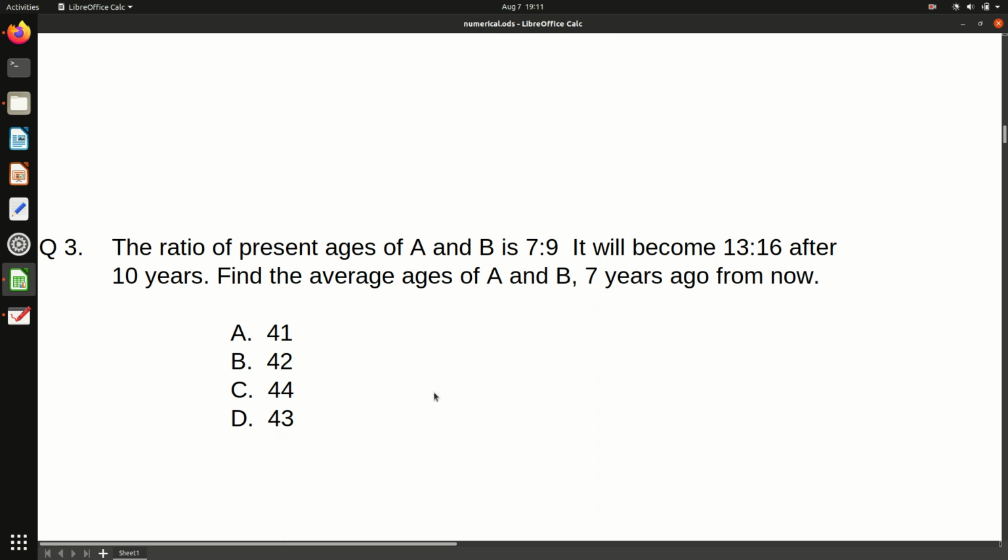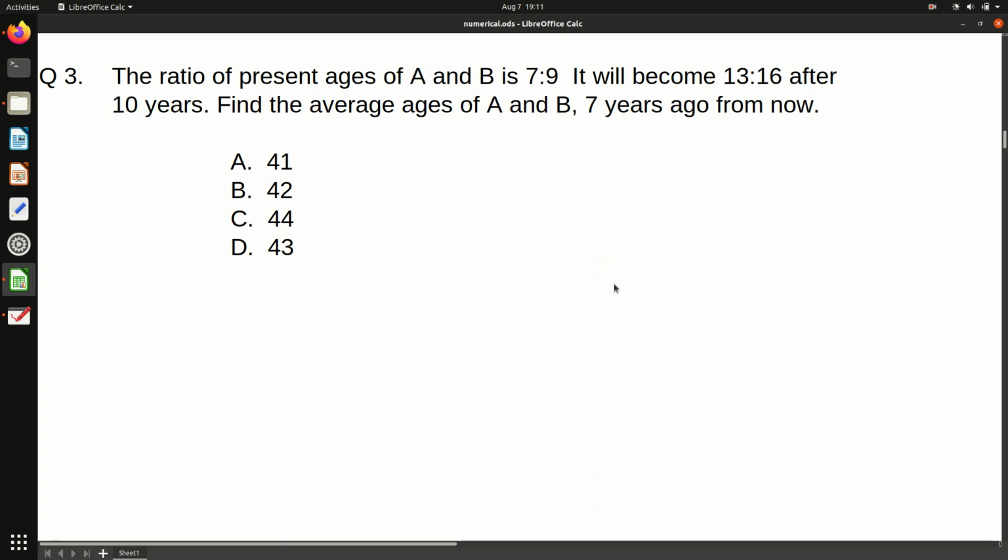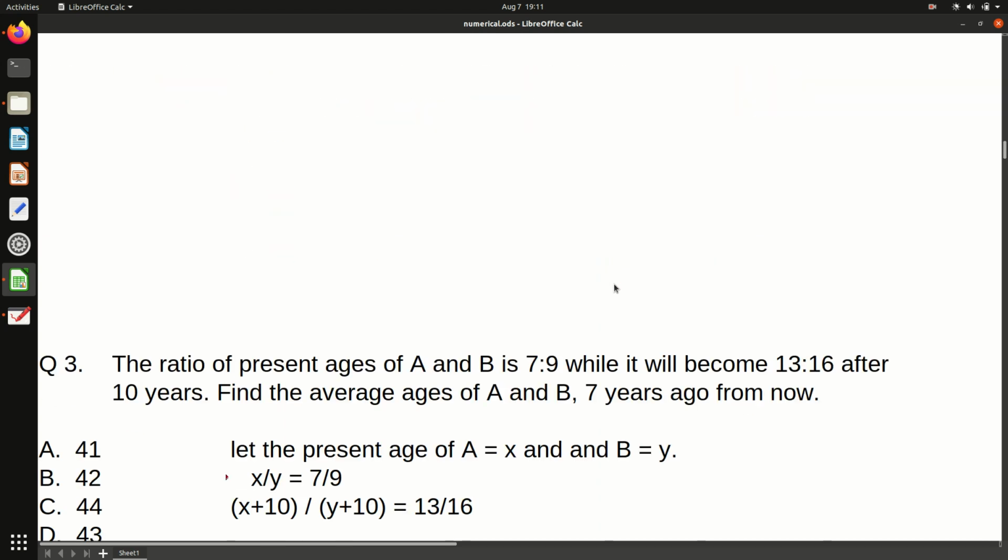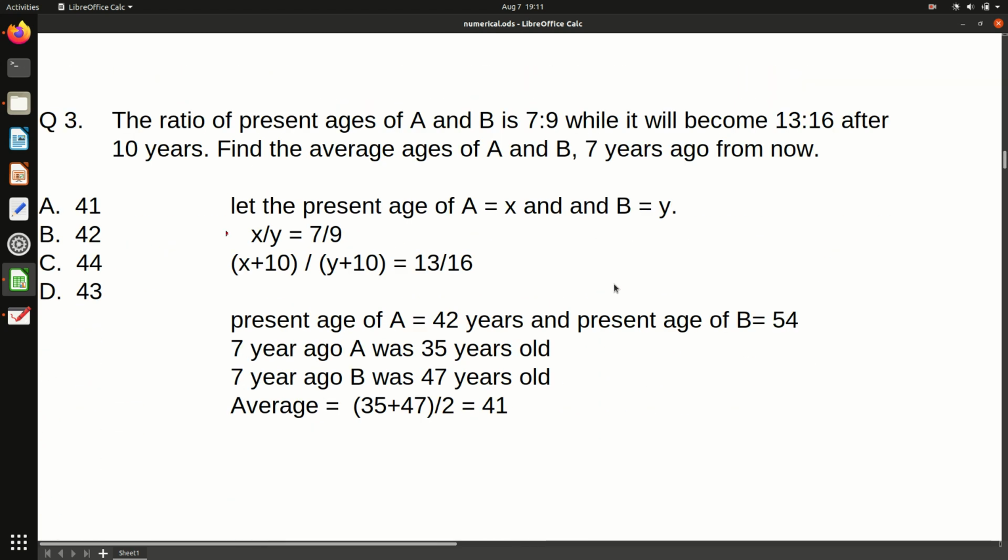Okay, so now we have another one. It is given the ratio of present ages of A and B is 7:9. It will become 13:16 after 10 years. Find the average ages of A and B 7 years ago from now. So this is the question. So let us move to the solution.